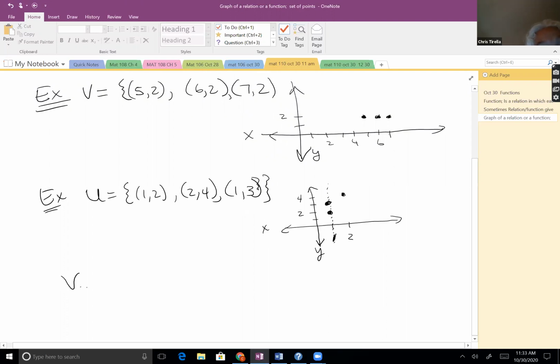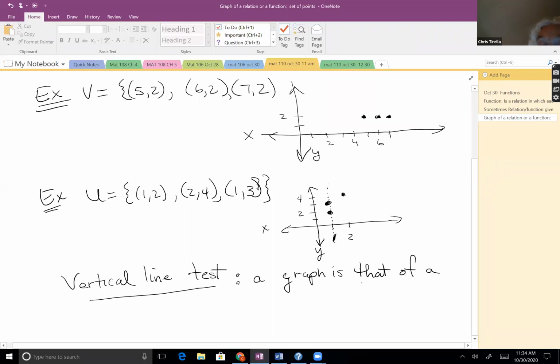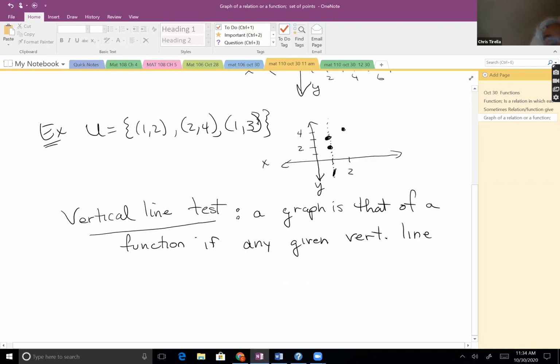It's called the vertical line test. And what the vertical line test says is a graph is a function if any given vertical line intersects it in at most one point.